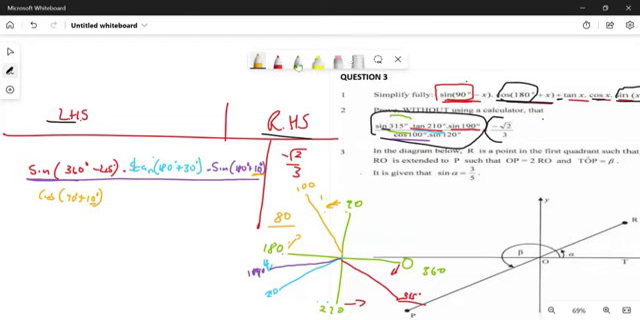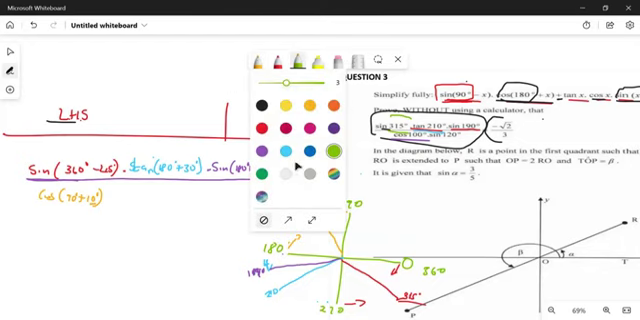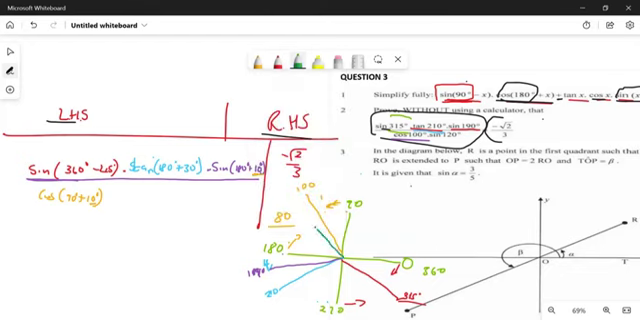Okay, let's go to 120. Where do you expect to find 120? On the second quadrant. So this is 120 here. If this is 120, we can either subtract from 180 or we can add to 90 to go to 120. Do you want us to add or subtract? Add. So we're going to write this thing as the sine of 90 plus 30 degrees.